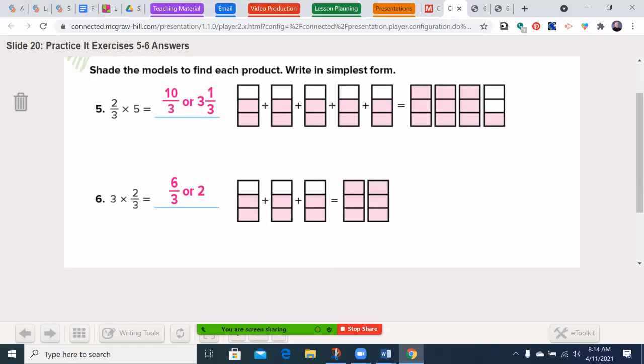2/3 times 5, so you have 2 in each. And then I just start shading in my 2, the next 2, the next 2, the next 2, and that 2. That's going to equal 3, 6, 9, 10. And each section was thirds, so 10 thirds, or 3 1/3. 3 times 2/3 is going to be 6 thirds or 2 full ones.